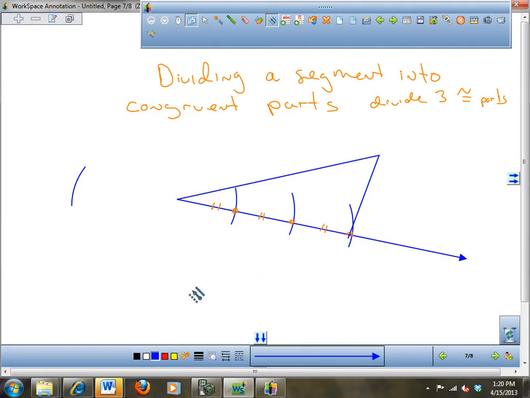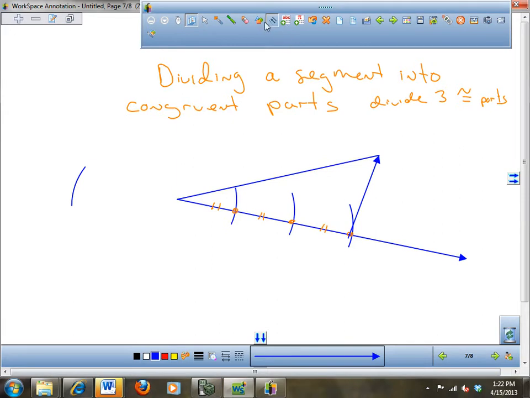You're doing it with your compass. No measuring. And now, if I copy this angle to over here, and I copy that angle to over here, I make 3 parallel lines. You understand? I don't know if you remember. Do you guys remember how to copy an angle? No. Oh, I didn't think you did.